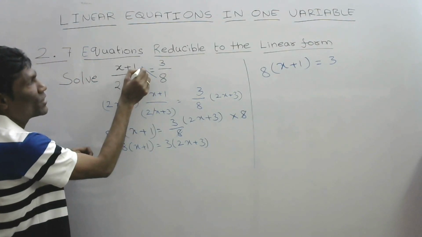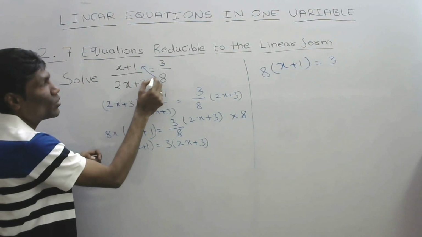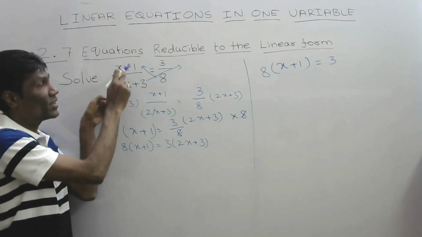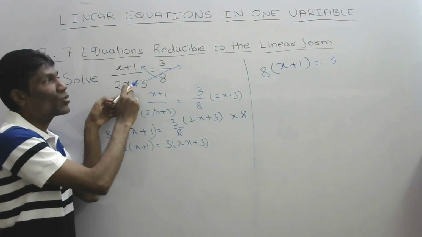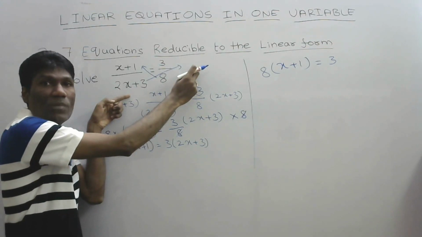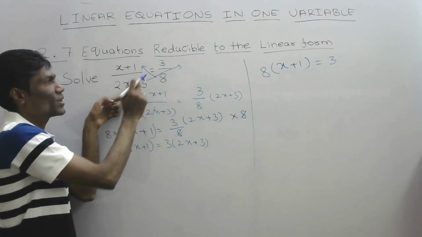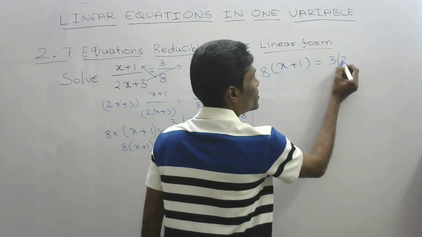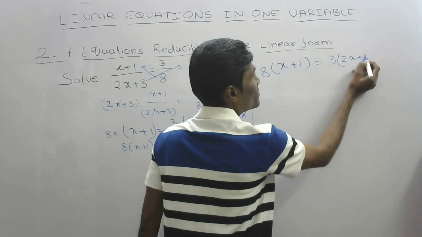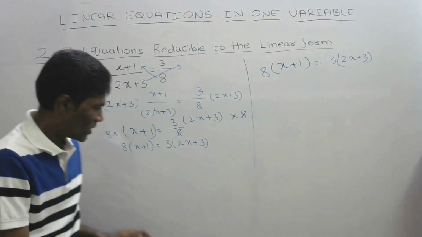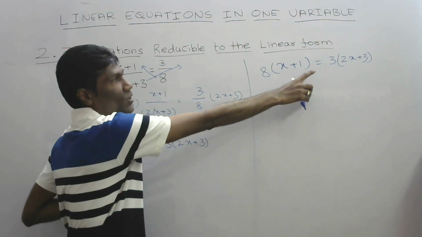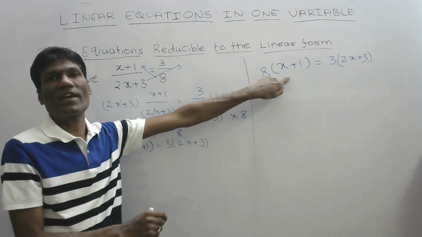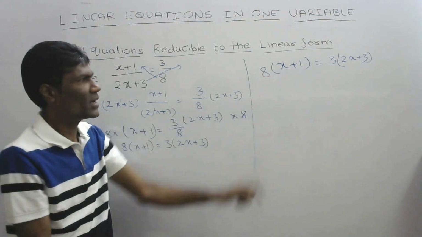then equal to 3 into this. This 2x plus 3 to the other side. This is in the denominator, that is division. When it goes to the other side, division will become multiplication. So 3 into multiplied by 2x plus 3. Same value, 8 into x plus 1 equal to 3 into 2x plus 3. This way also we can do.